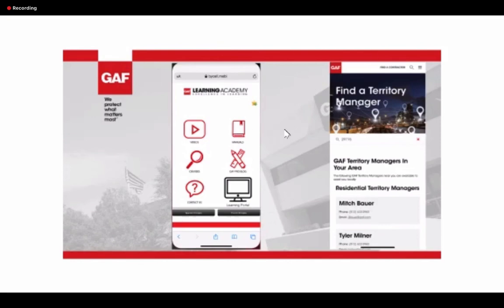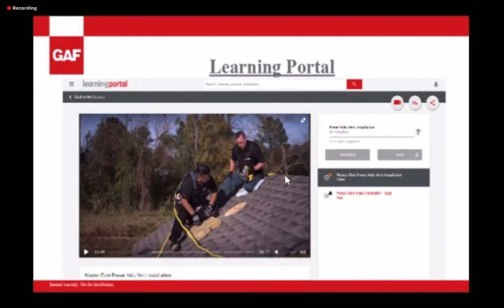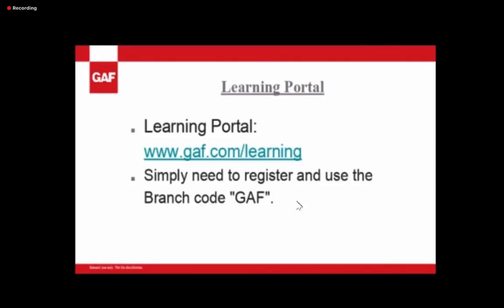And last but not least is the learning portal. In this learning portal, it will give you all the videos, a lot of the pre-recorded webinars. This one will probably not go in there, just so you know. I know there's going to be a lot of questions. Hey, can we get a copy of this? No, not this one. They're talking about doing another one in the future. So there's still things changing, and we're still figuring things out. So in the future, they're probably going to add one to the learning portal for that. With that said, if you want to get to the learning portal, it's www.gaf.com/learning. Branch code is GAF.